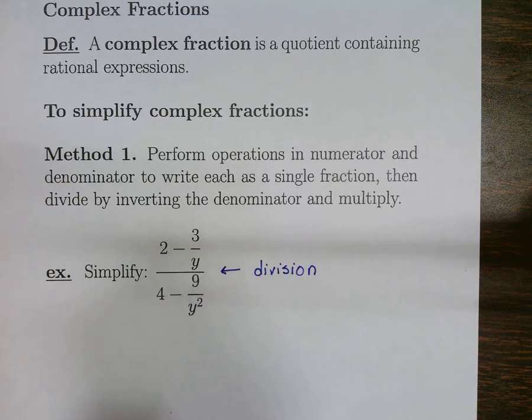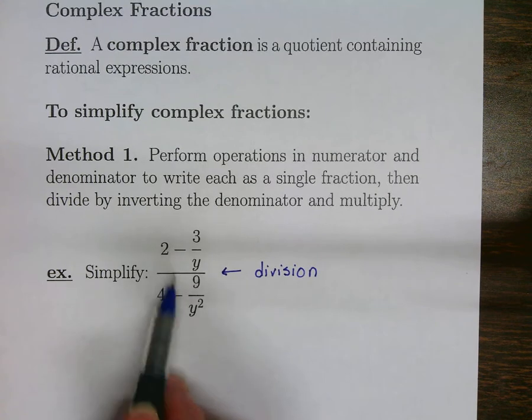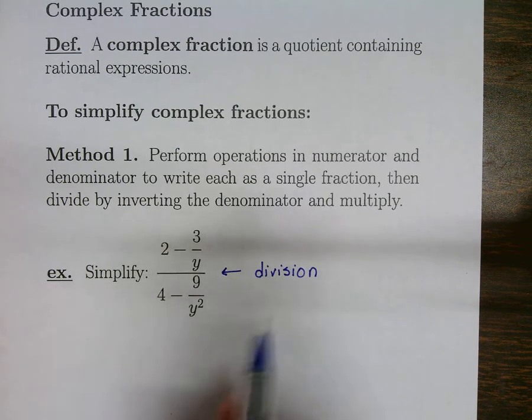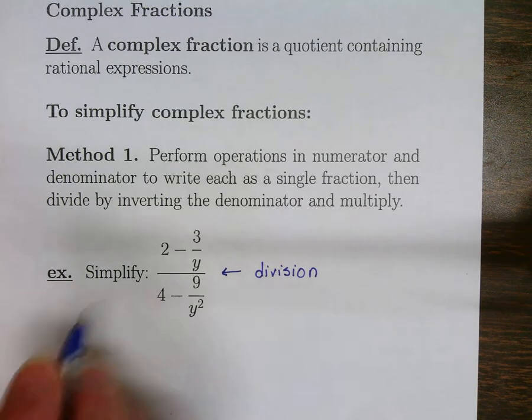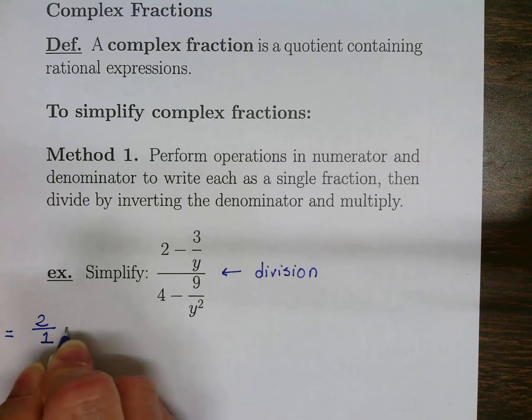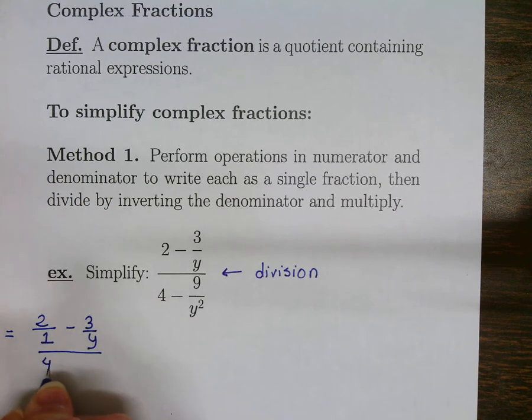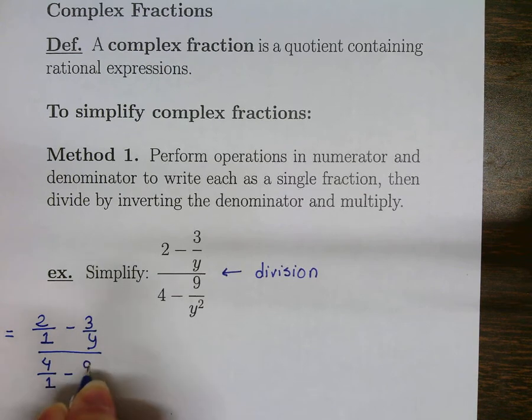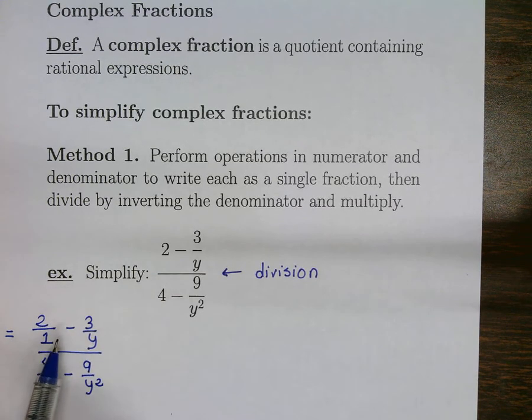But before we can divide, we want to have a single fraction in the numerator and denominator so that we can cancel. So let's see how we can do that. First of all, let's write that as 2 over 1 minus 3 over y, and 4 over 1 minus 9 over y squared. Okay? And then we're going to treat the numerator and denominator separately.